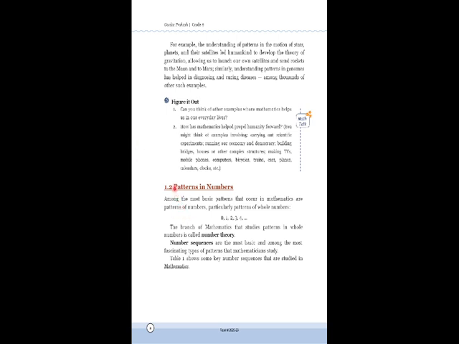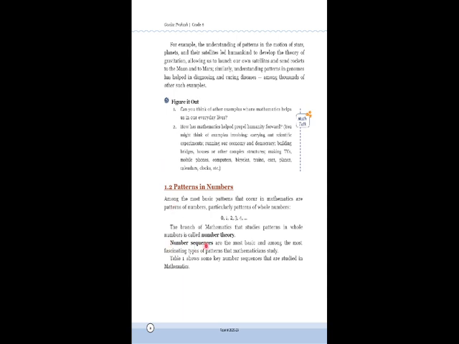Now, let's start off with patterns in numbers. The most basic patterns that can occur in mathematics are number patterns. Basically, patterns in whole numbers: 0, 1, 2, 3, 4, 5, 6, 7, and so on. The branch of mathematics dealing with such patterns of whole numbers is known as number theory. So let's learn about this number theory for now.